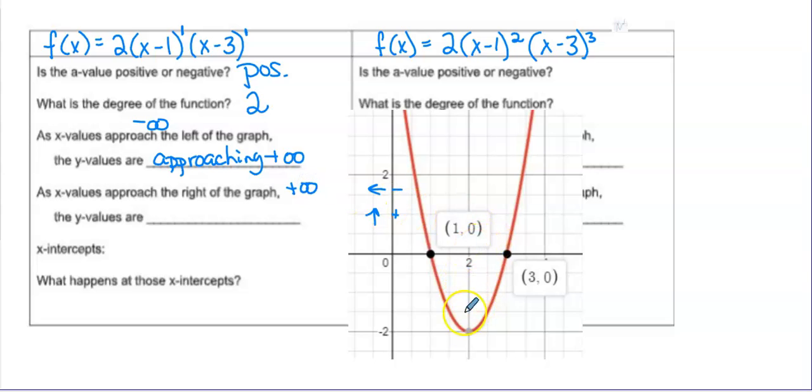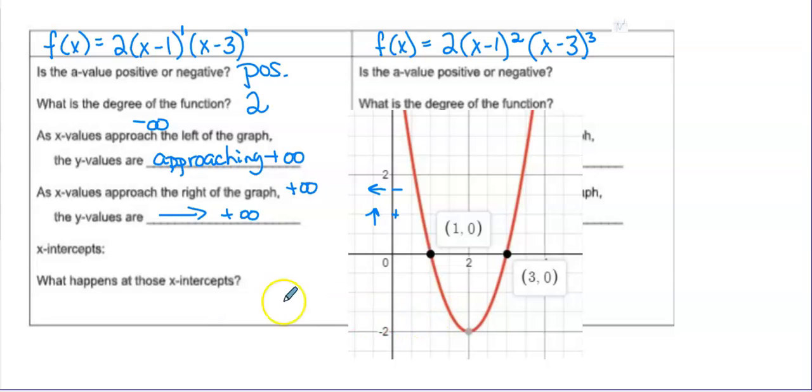Okay, as x values approach the right of the graph, in other words, as x values approach positive infinity, what do the y values do? The y values are going up still. So on both sides, the y values are going toward positive infinity. So you can write approaching. You can use, remember that arrow we used? You can use that, just whatever you need to do. In previous lessons, I've used the words increasing and decreasing, but I think we really need to use end behavior terms here.